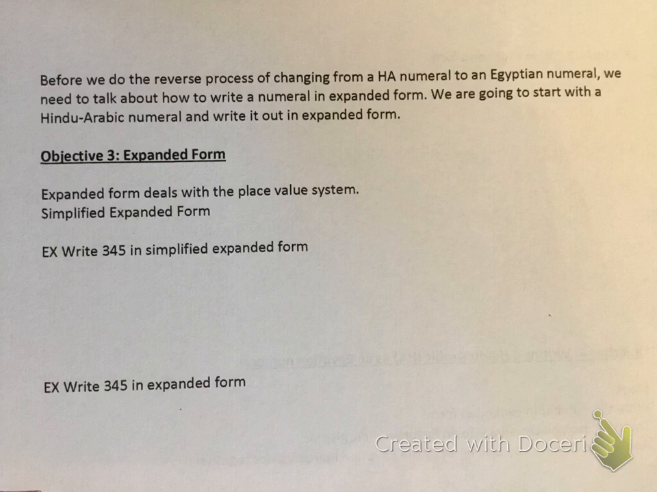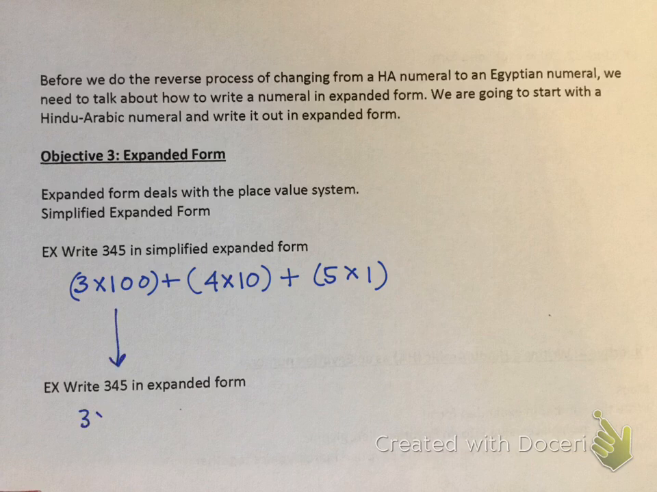So what I do is I do 3 times, and the 3 is in the 100s position, plus the 4 is in the 10s position, plus the 5 is in the 1s position. So this is simplified expanded form. If we're going to write it in true expanded form, we have to use those exponents. So I can write this as 3 times 10 to the second. Remember I told you however many zeros it has, that's what your exponent is.